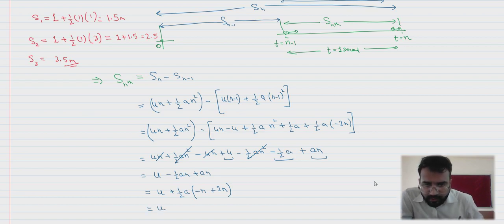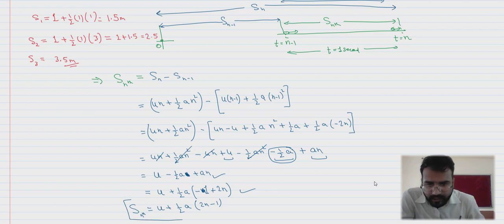So we can write this u plus half a, I have written this n. The n term will not be there in the equation. So this will be 1 only. 2n minus 1. Why? Because here we do not have any n. By mistake it was written. Okay. So this is what ultimately we are getting, the value half a 2n minus 1 as the displacement of the nth second.